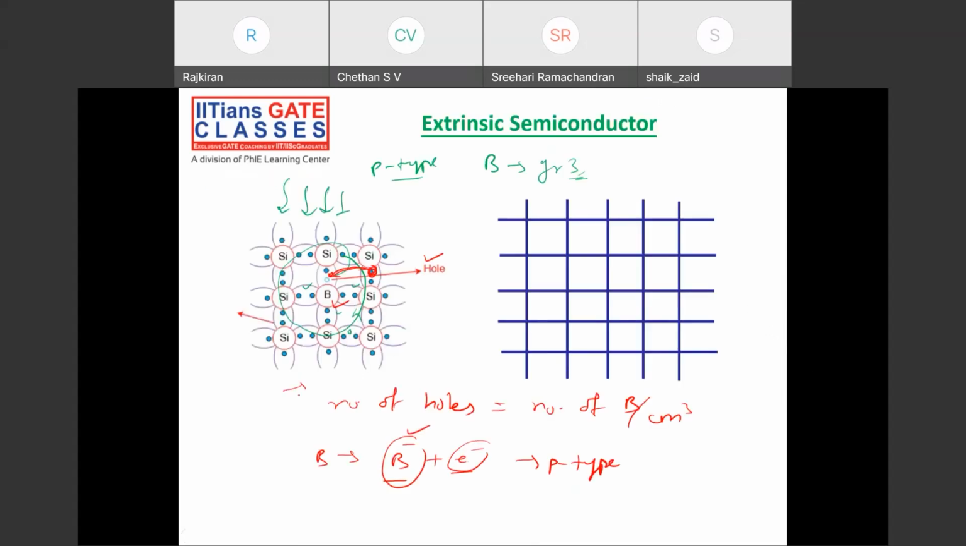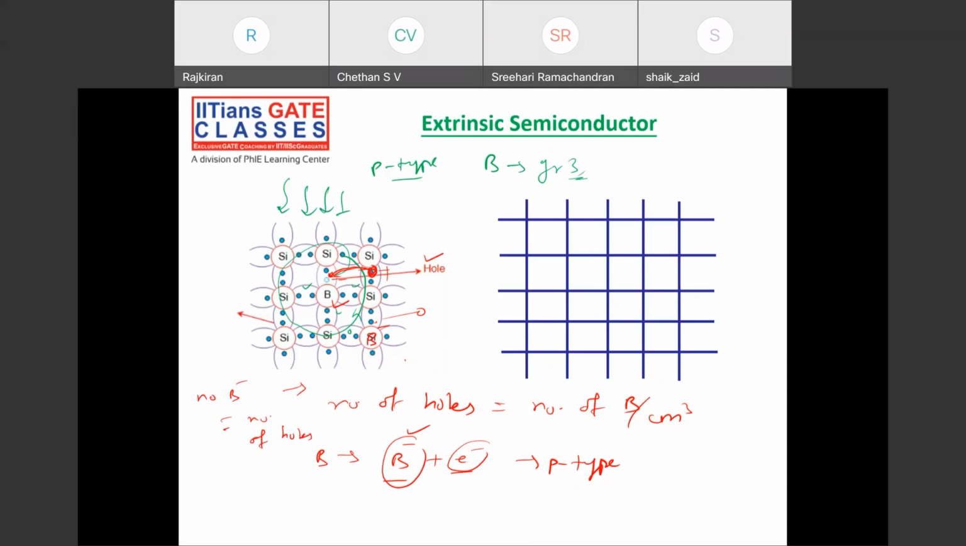So what is your answer? It's neutral, because each boron atom becomes negative and gives one hole. So its positive is given and it becomes negative. Suppose there is another boron atom. It will give one hole and accept one electron. So negative is equal to positive. So the number of negative boron atoms is equal to the number of holes.